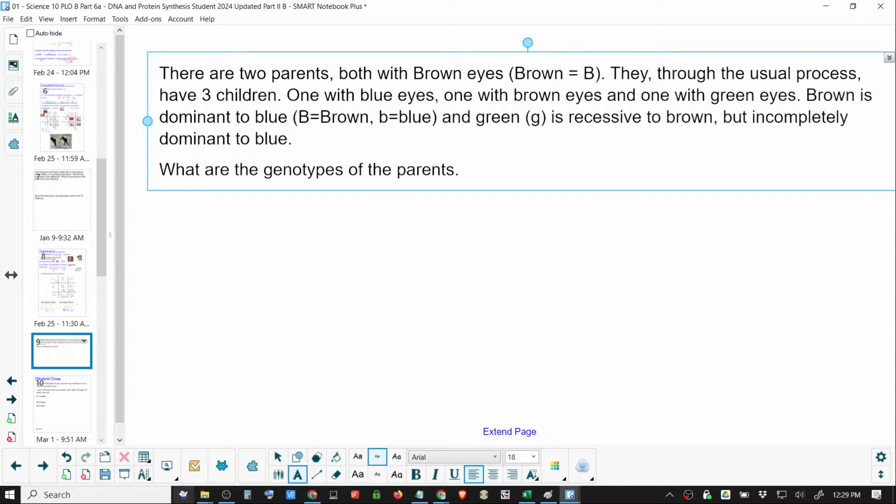Wait, but each parent can only have 2 genes. Each parent only has 2 genes. This is a monohybrid cross only. What are the likely genotypes of the parents?